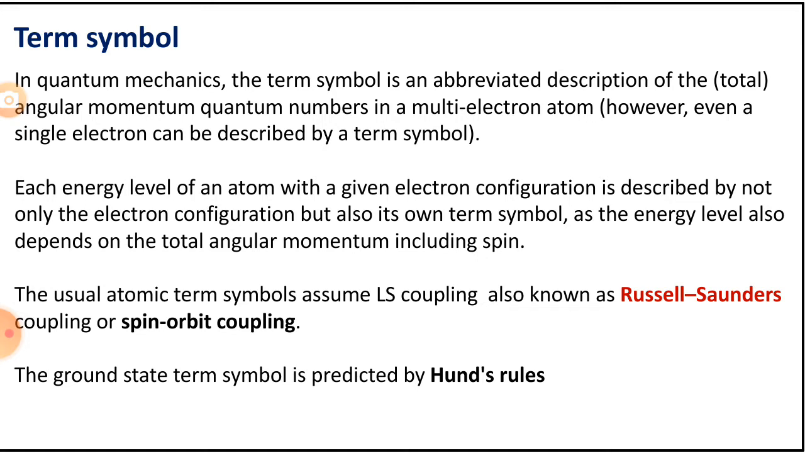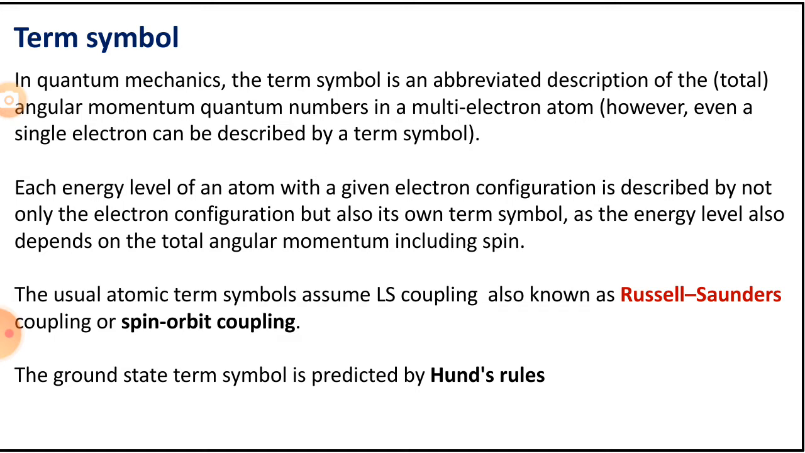So each energy level of an atom with a given electron configuration is described by not only the electron configuration but also its own term symbols, as the energy level also depends on the total angular momentum including spin. So that energy level also depends on the total angular momentum including its spin.